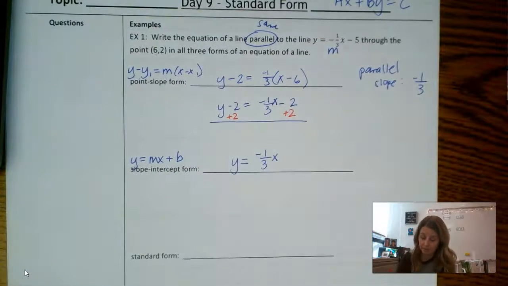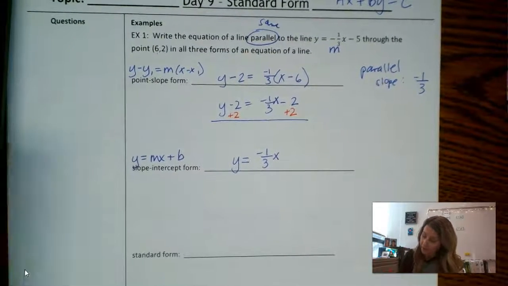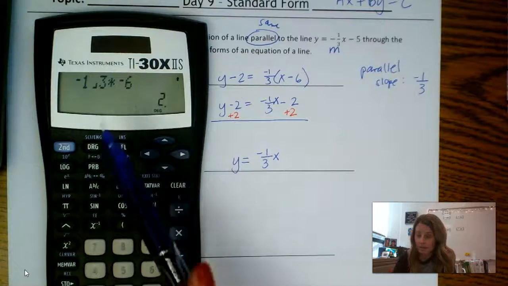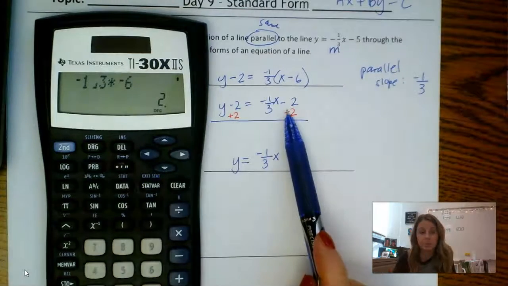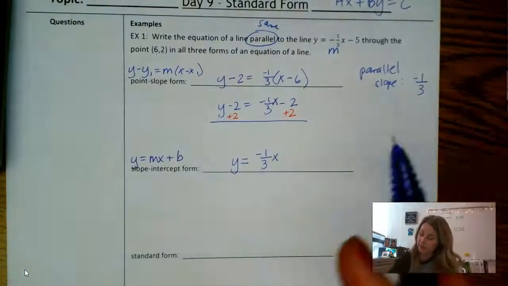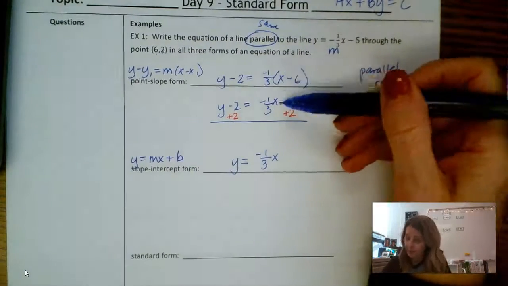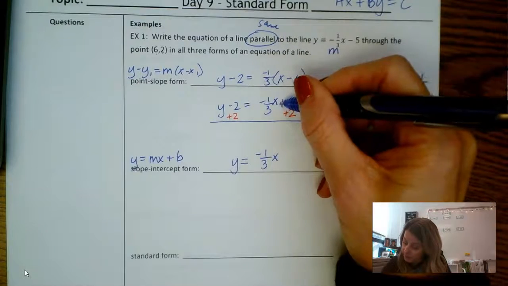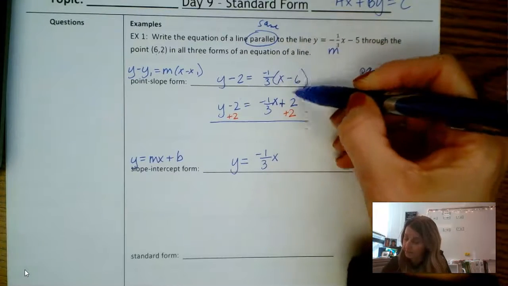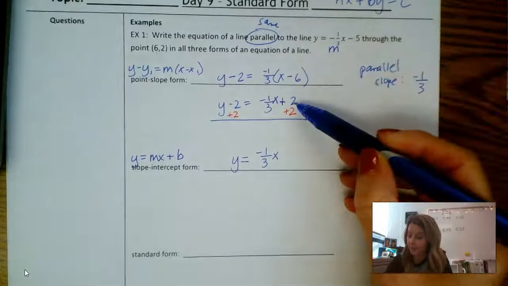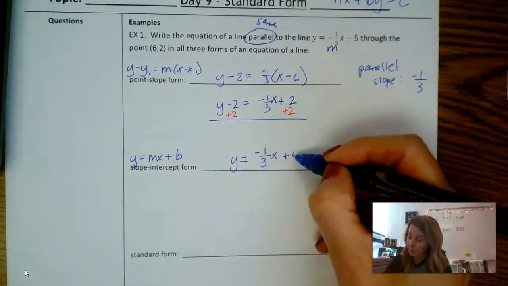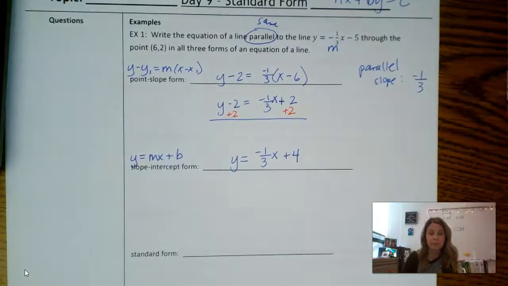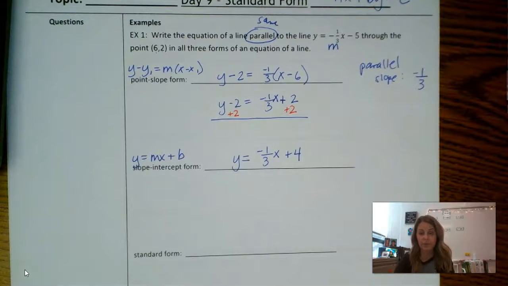Okay, hold on. I am making all kinds of mistakes here. I calculated positive 2 but wrote negative 2. So let me back up. When I distributed in there, negative 1/3 x should be plus 2. This negative times this negative is positive. So 2 plus 2 will give me 4. So my slope intercept form is y equals negative 1/3 x plus 4.